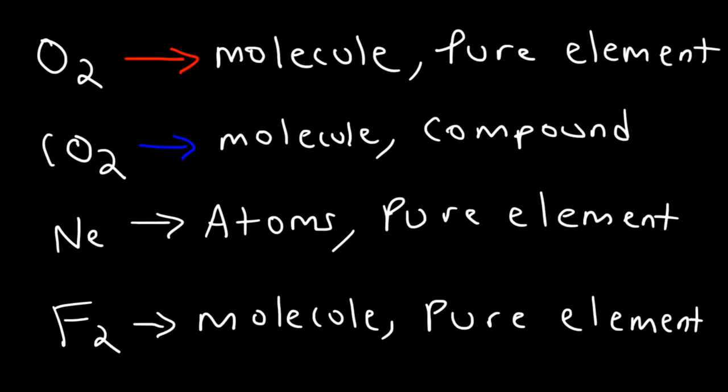So just to review, a particle is considered an atom if there's only just one atom. If there's multiple atoms, then the particle is considered to be a molecule. If there's only one type of atom, it's a pure element, and if there's different types of atoms, you have a compound.